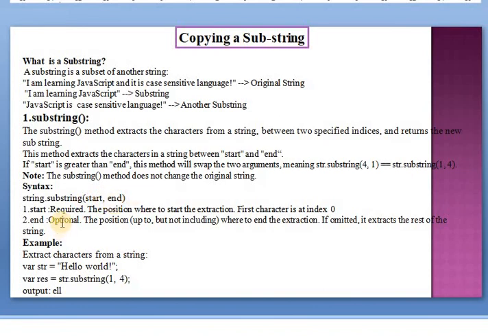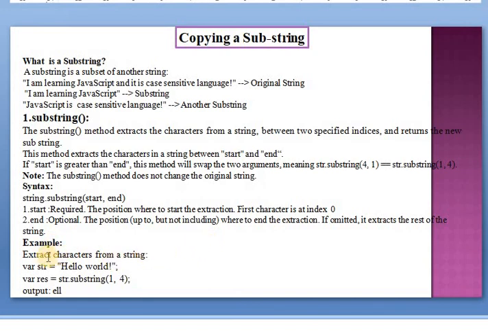The syntax of the substring method is string.substring(start, end). Here start is a required parameter, it is the position where the extraction starts, and the index of the first character is 0. And end is an optional parameter, the position up to but not including. Remember, the end is optional and it returns up to but not including the end position. If omitted, meaning not mentioned, it extracts the rest of the string, till the end of the string.